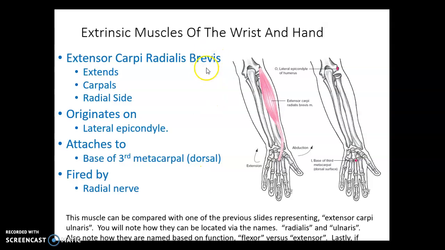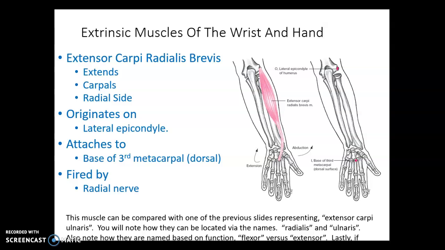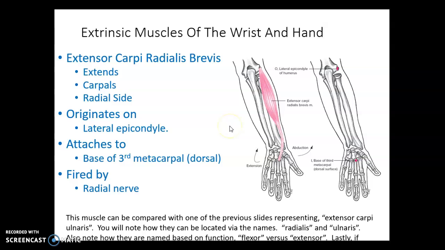And anytime there is a brevis, just so you know, there's going to be a longus. And here you go, extensor carpi radialis longus. It extends the carpals on the radial side, and the big difference you have here is this originates on the distal end of the humerus and the lateral epicondyle. So a test question alert here would be true or false. Extensor carpi radialis brevis originates on the distal end of the humerus and the lateral epicondyle. You would say false because longus originates on the distal end of the humerus and the lateral epicondyle, not brevis.